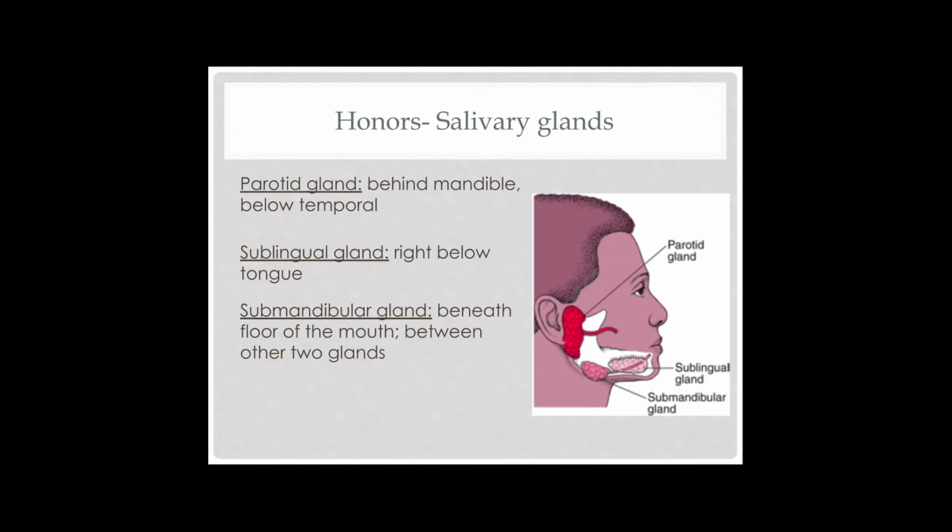The first one is the parotid gland. This one is located near your ear. The sublingual gland is right below the tongue. And the submandibular gland is right in between the two, so it's slightly lower behind the sublingual gland.